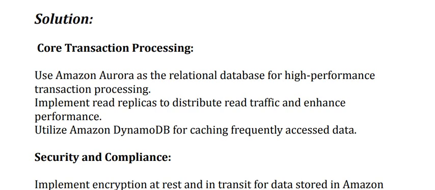Here are the components you should select. First, start with core transaction processing. Use Amazon Aurora as the relational database for high performance transaction processing. Implement read replicas to distribute read traffic and enhance performance. Utilize Amazon DynamoDB for caching frequently accessed data.